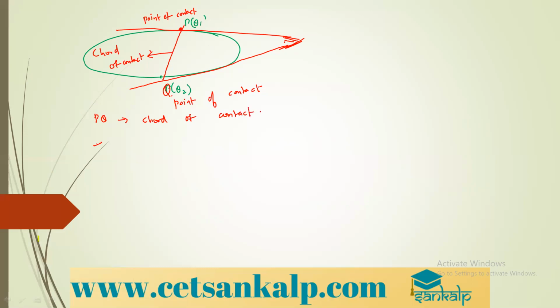And the equation of PQ is given as (x/a) cos((θ1 + θ2)/2) + (y/b) sin((θ1 + θ2)/2) = cos((θ1 − θ2)/2). This is the equation of the chord of contact.